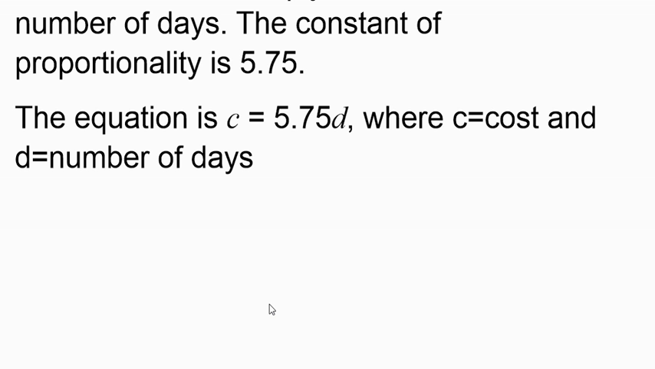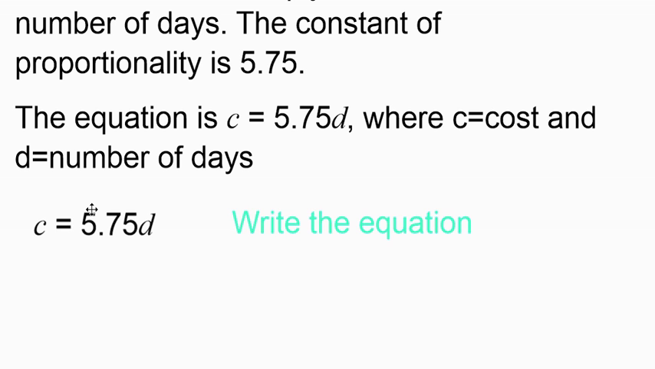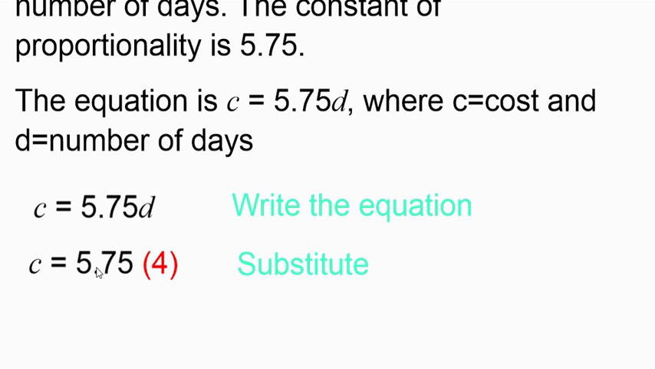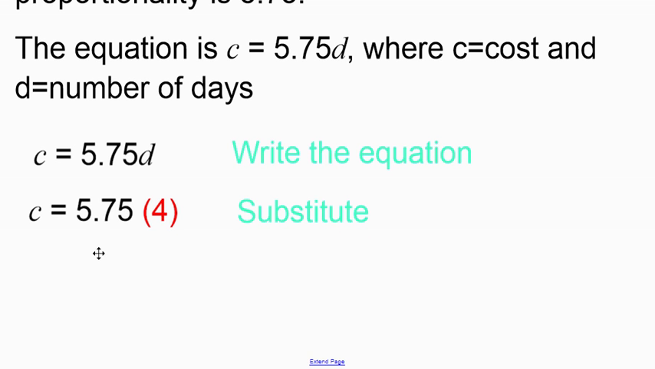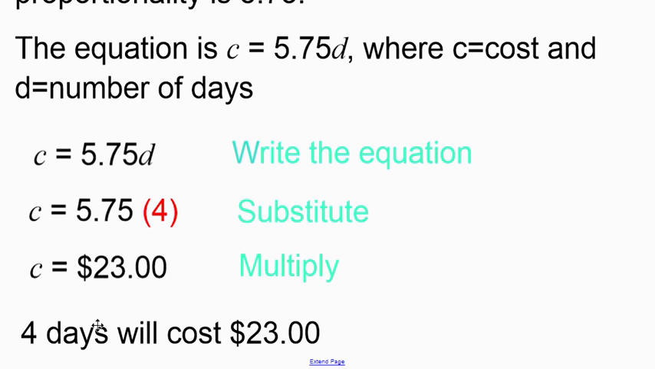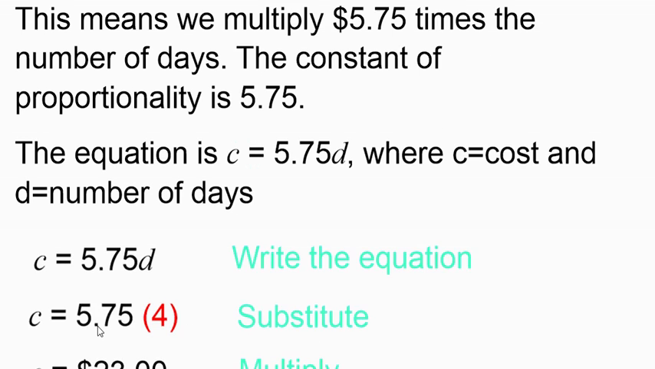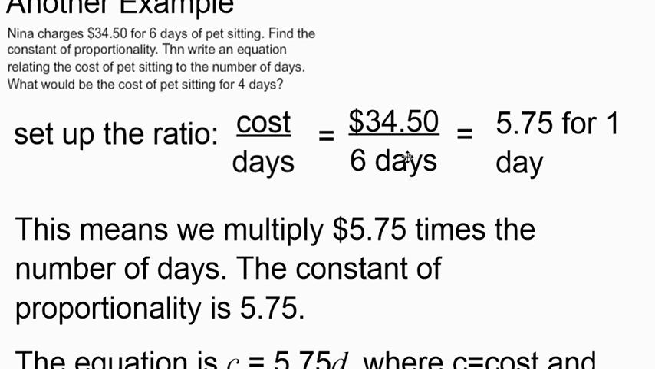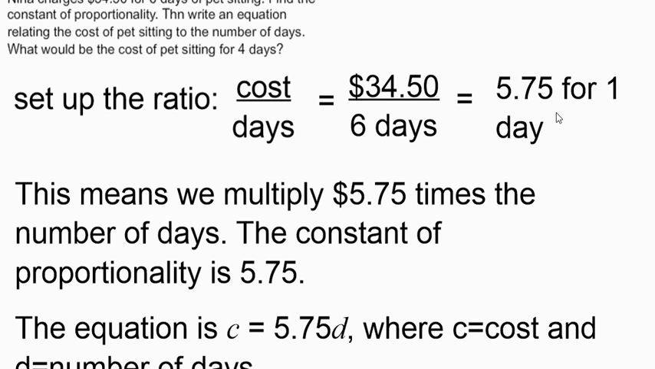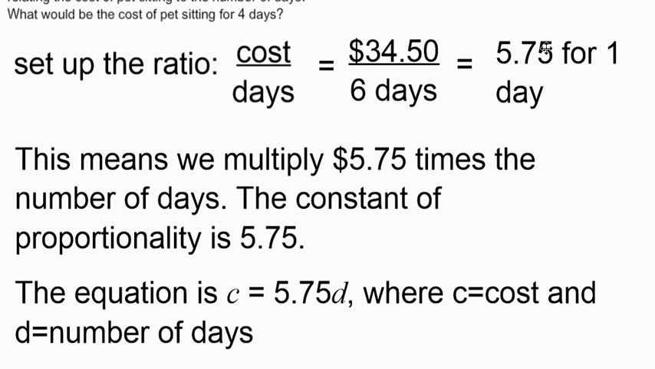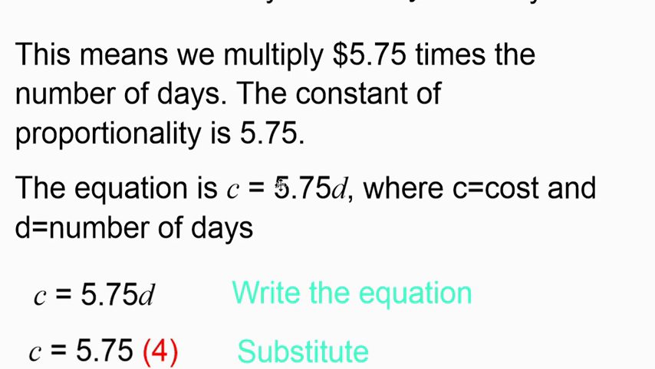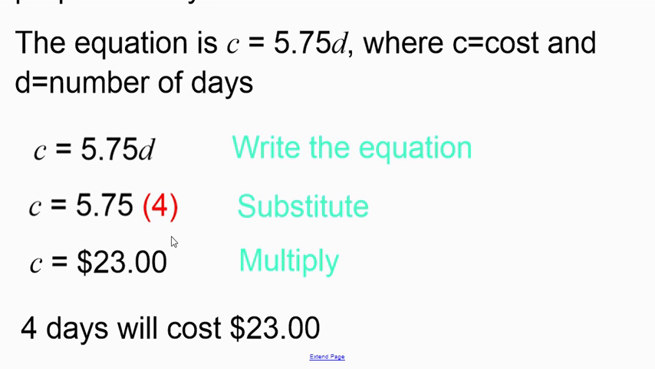From that point, we can now find our future values. So we're going to write down our equation, C equals 5.75D. Then we're going to substitute what we want. We want 4 days. Then we can multiply, and that equals $23. So 4 days is going to cost $23. Again, this is what we did. We set up a ratio. We found out how much it is for 1 day. We used that information to find the constant of proportionality. And then from there, we made an equation. And then from there, we used our equation.